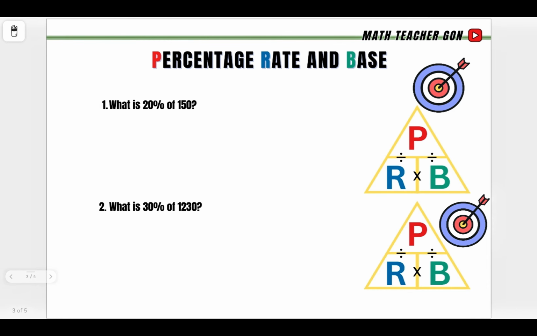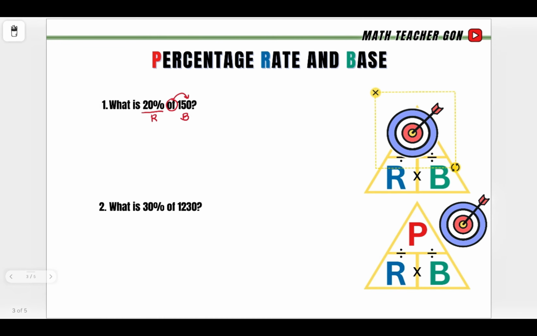So let's give examples for this. What is 20% of 150? Identify first the P, R, and B. 20% is R. The word of signifies your base. So for number 1, the missing term is the percentage. Now let's write the formula. So we have P equals R times B. Substitute the values of R, 20%, and B, 150.